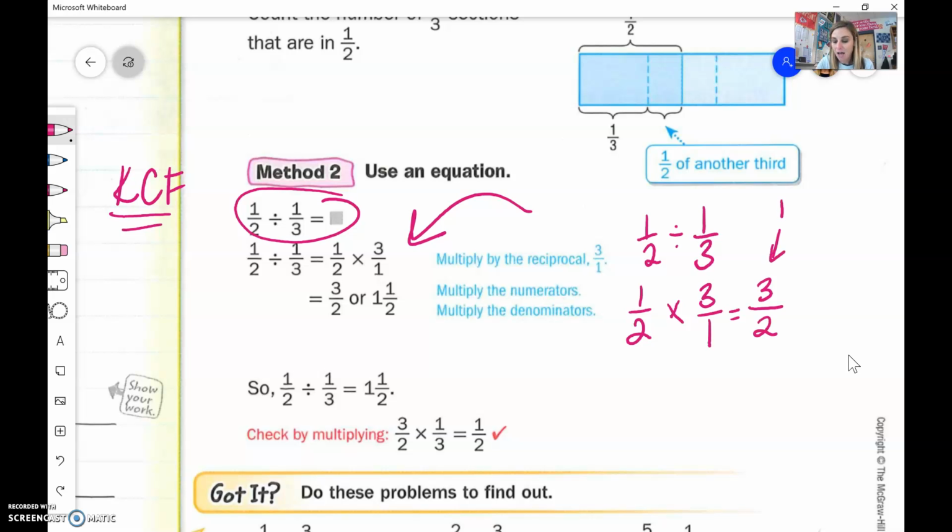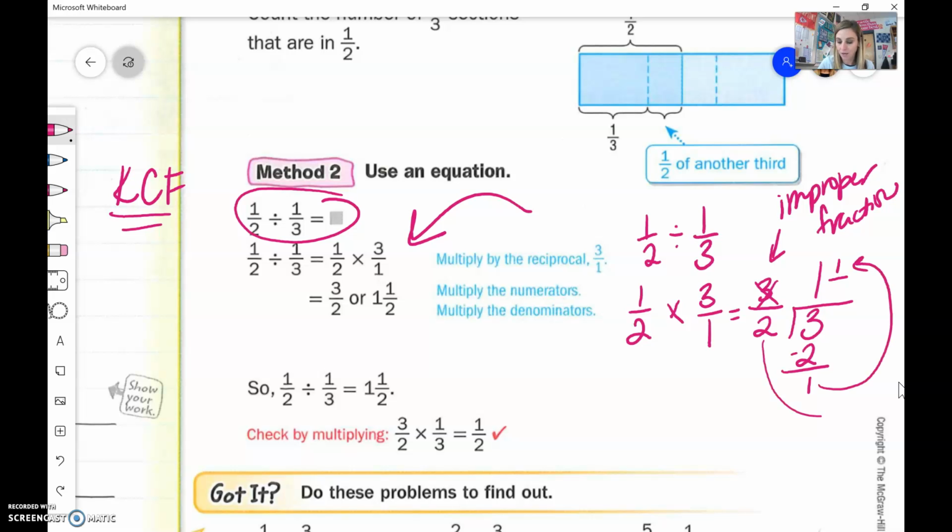I cannot leave this like this because that is an improper fraction. I can never leave an improper fraction like that. I need to take that improper fraction and turn it to a mixed number, which means I take that numerator and I divide it by my denominator. I know that goes in 1 time. I'm left with 1. That becomes my numerator, and my 2 stays as my denominator, and I have 2 and 1/2. And I know that it cannot be simplified anymore.